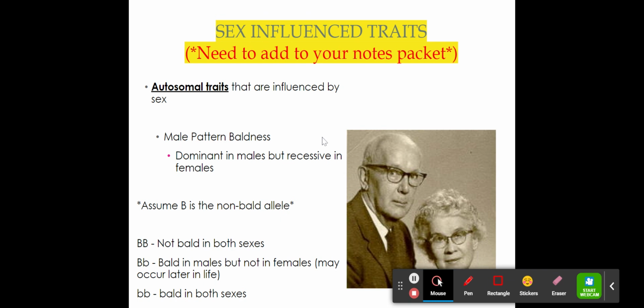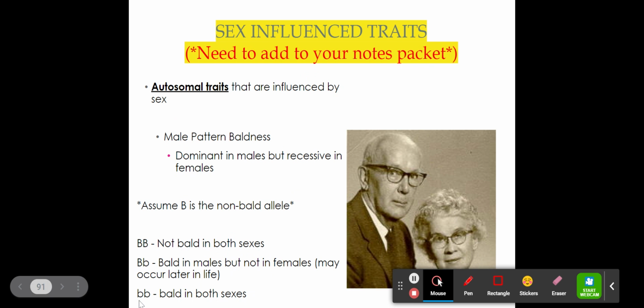males. So if we assume B is the non-bald allele, if the person is big B, then both sexes will not be bald. So if they have the homozygous dominant, regardless of their sex, they will not be bald. If they are heterozygous male, they will be bald. But if they are heterozygous female, they will not be bald. Maybe later in life, maybe, but younger in life, they will not be bald.